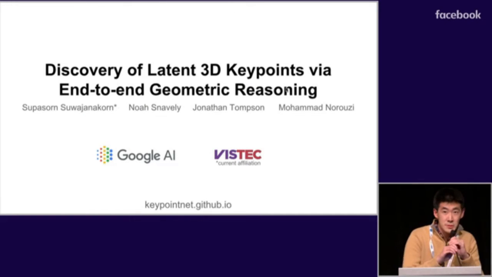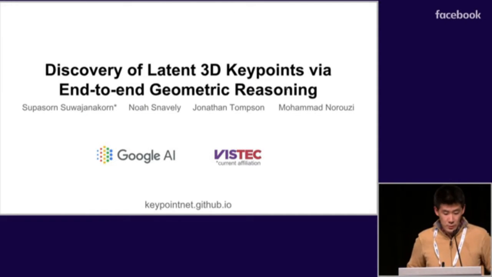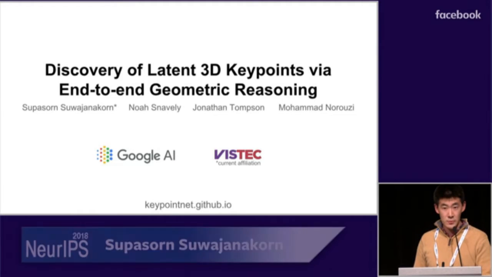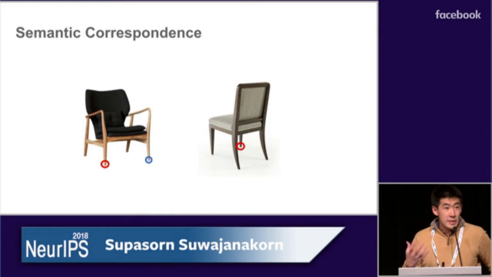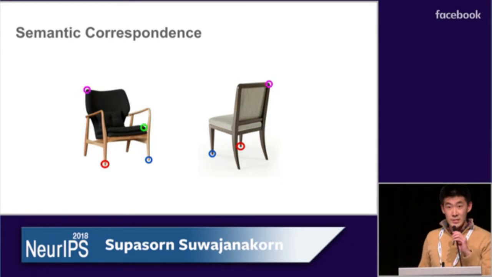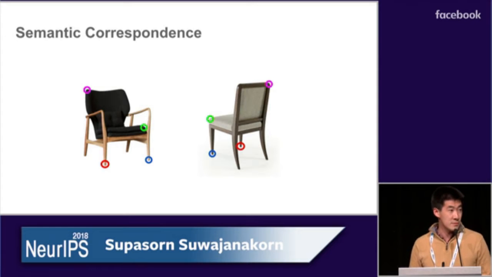Hi, I'm Supersorn from Vistech, Thailand, and this work is done with Noah Snavely, Jonathan Thompson, and Mohammed Norozi from Google. Being able to find semantic correspondence, such as these key points, is part of object understanding and is crucial in many vision applications. Humans are surprisingly good at this task, but this turns out to be very hard for computers because these chairs look very different, and not to mention that we view them from different angles as well.